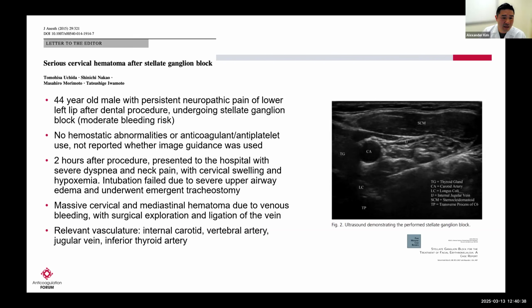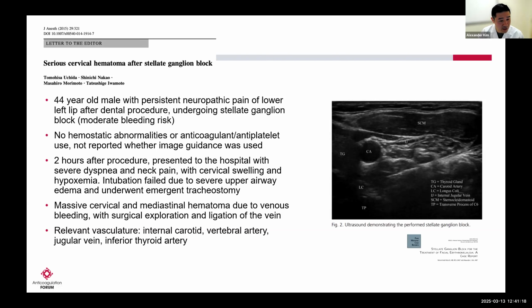The authors noted that there were no hemostatic abnormalities and no anticoagulation use, but they didn't report whether they used image guidance or not. So I pulled this image on the right from one of our patients, and this is an example of an ultrasound-guided stellate ganglion nerve block. The goal with ultrasound is to identify clearly all the relevant anatomy and the path of the needle. As you can see, the target of this procedure is just posterior to the carotid artery and internal jugular, obviously very important, large caliber vessels.